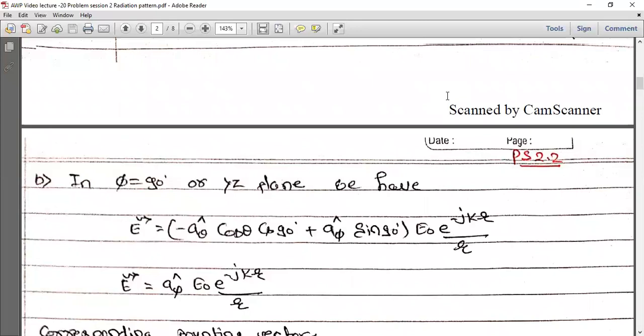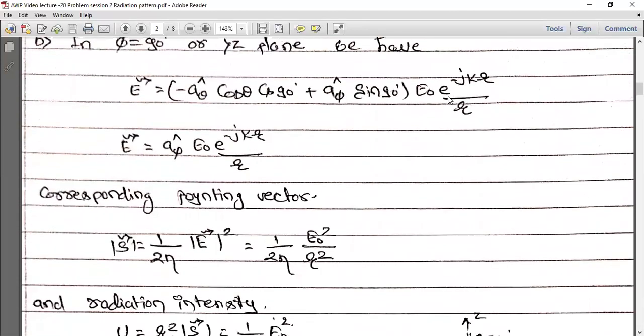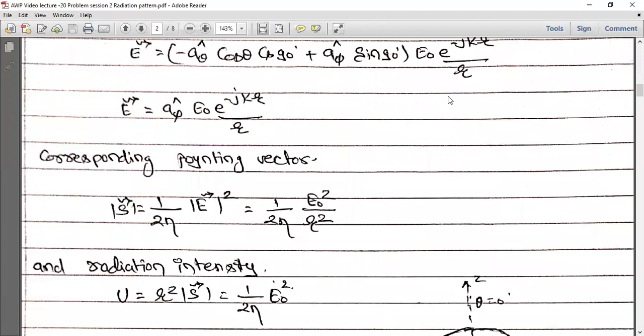So first of all, we substitute phi equals 90 degrees in the electric field intensity phasor. That will give you E equals minus a theta cap cos theta cos 90 plus a phi cap sin 90, with E0 e to the power minus j kr upon r remaining as it is. So cos 90 is 0, and finally we have E equals a phi cap E0 e to the power minus j kr upon r.